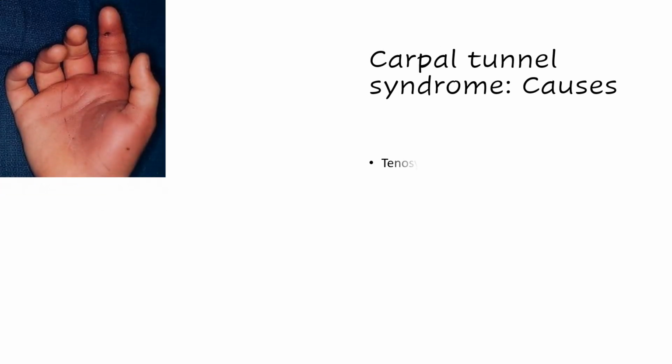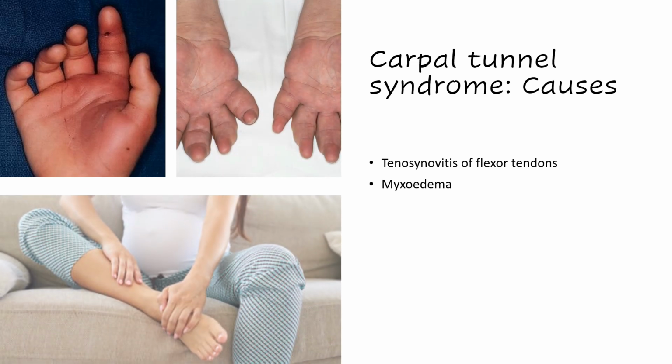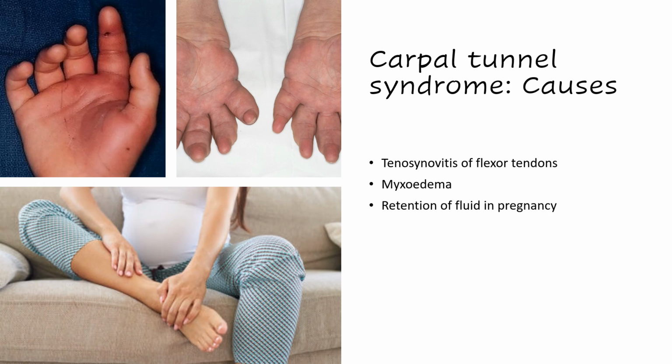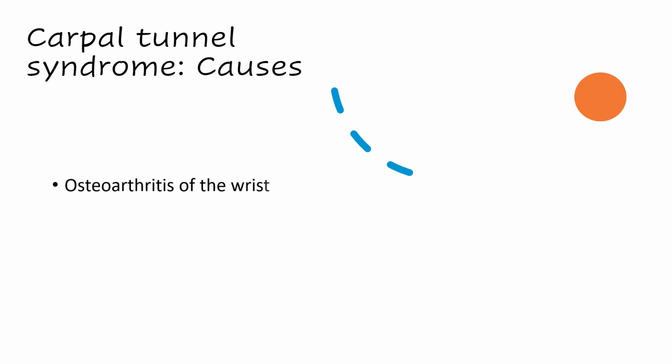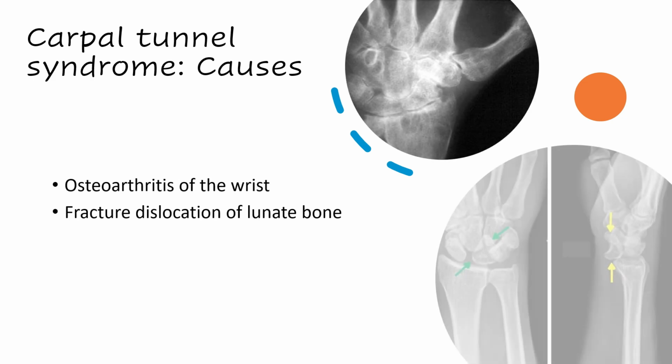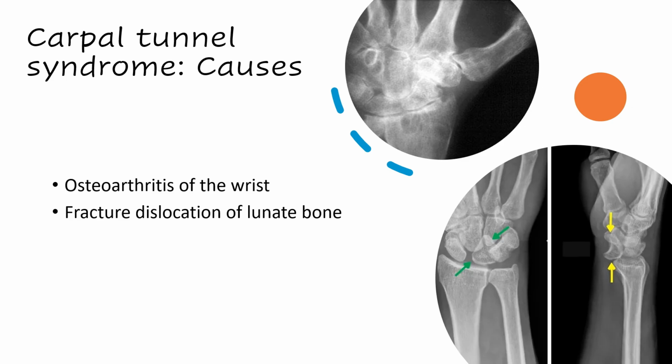So let's see the common causes of carpal tunnel syndrome. So the most common cause is tenosynovitis of the flexor tendons in myxedema and retention of fluid in pregnancy. So in pregnancy there will be retention of fluid in the limbs. So because of these things we can see some of the trophic changes that include dry and scaly skin, easily cracking nails and atrophy of the pulp of the fingers. The other causes of carpal tunnel syndrome include osteoarthritis of the wrist and fracture dislocation of the lunate bone.